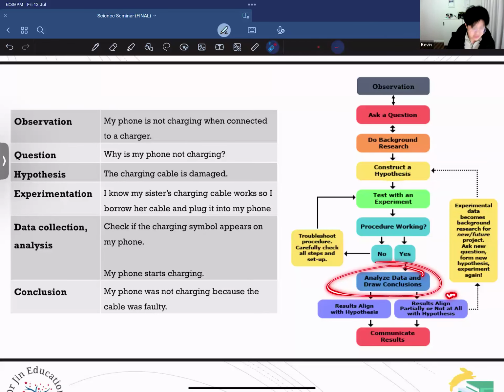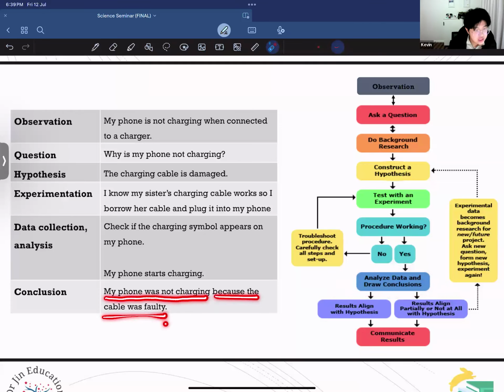Now, like I said, my phone was not charging because the cable was faulty, because now that I use a new cable, the phone starts charging. So it aligns with your hypothesis and then you communicate the results. However, what happens if I got a new cable, it still doesn't charge?